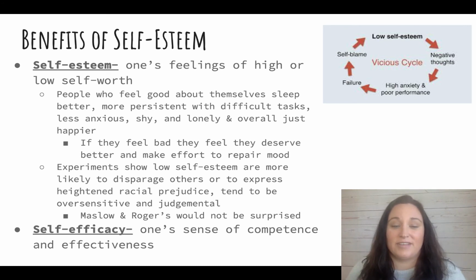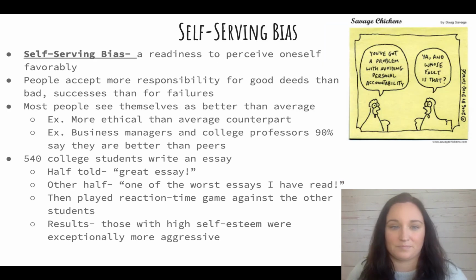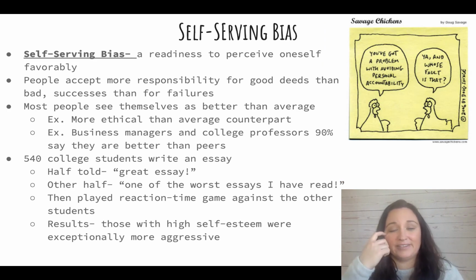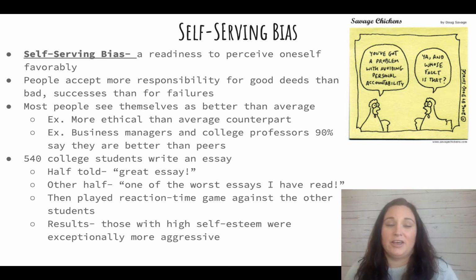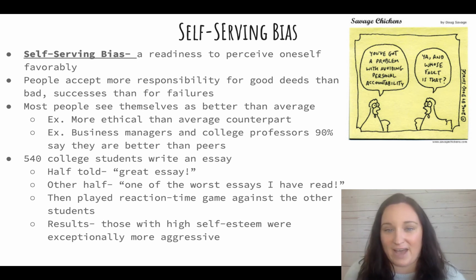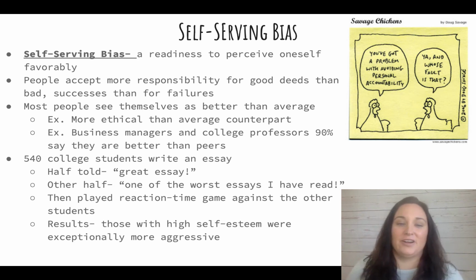Self-efficacy is one's sense of competence and effectiveness. So you can have a high sense of self-efficacy in math and a low sense of self-efficacy at golf. The self-serving bias is our readiness to perceive ourselves favorably. This is a newer concept to psychology that we've realized through research: people accept more responsibility when it's a good thing that happened and less when it's a failure.